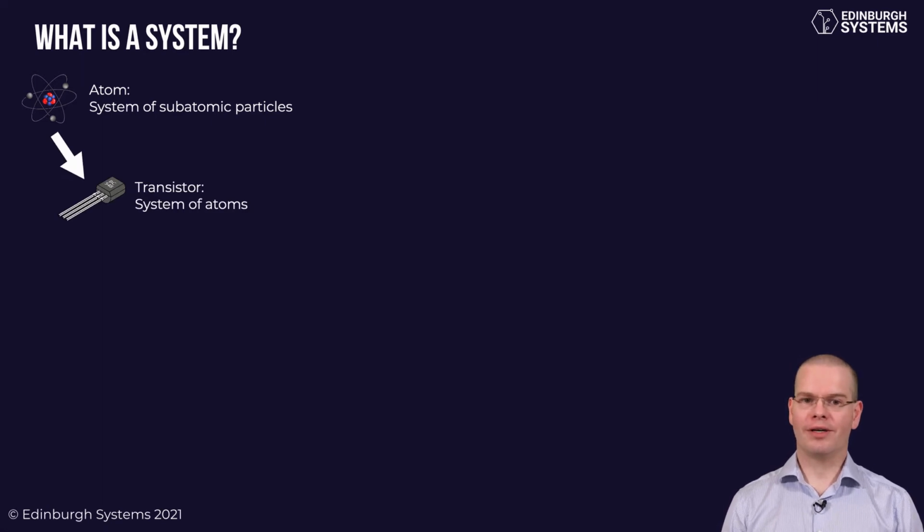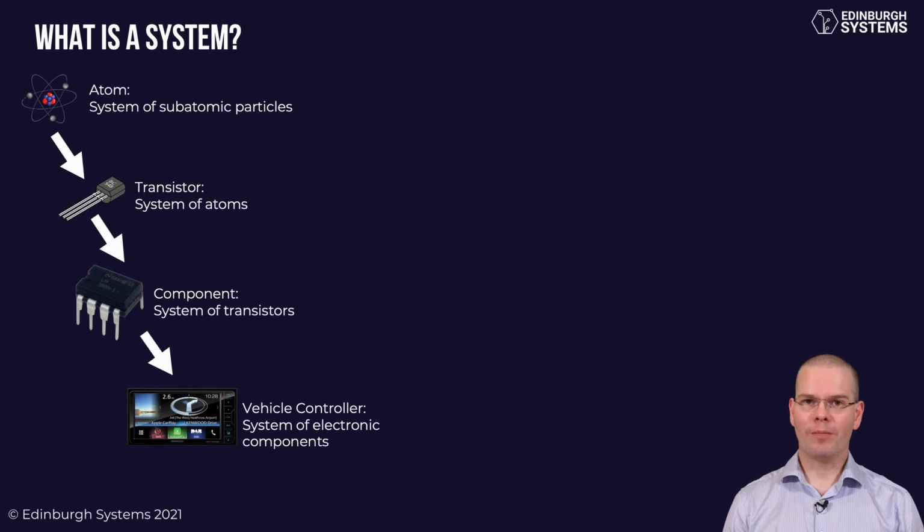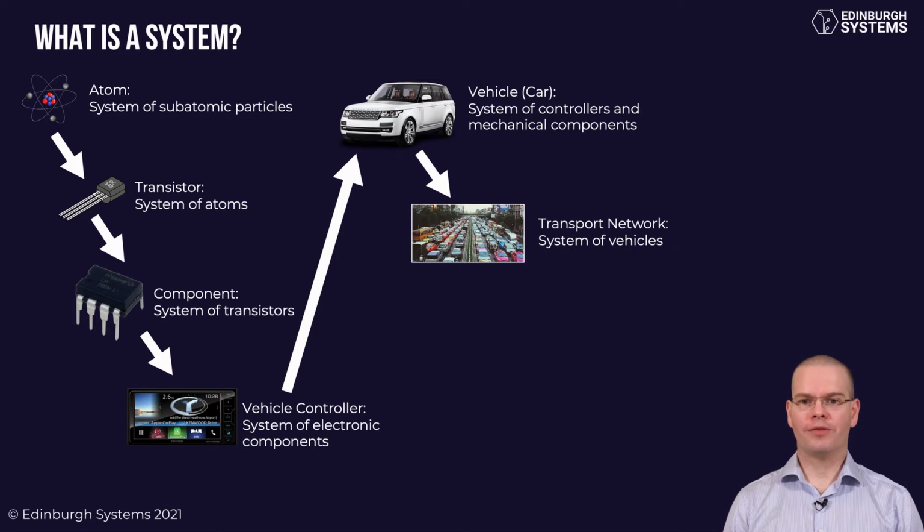We can look at a transistor as a system of atoms, electronic component as a system of transistors. As we move up and build these into a circuit, we could say have a vehicle controller as a system of those electronic components. That's part of a car, a much larger system of different controllers, mechanical components, and other aspects. And that car forms part of the transport network, a system of vehicles all serving different purposes.